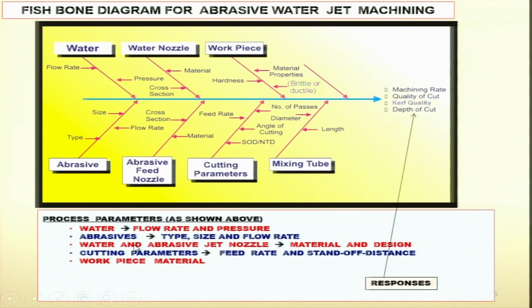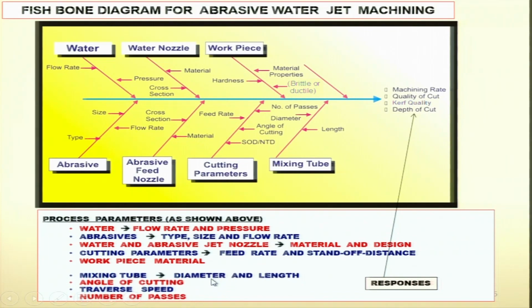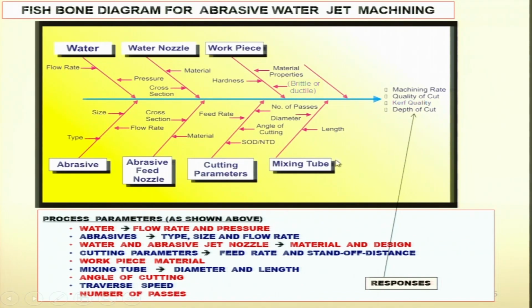Then you have water and abrasive jet nozzle, what is the material of the nozzle and what is the design of the nozzle, that makes a difference. Cutting parameters are feed rate, stand off distance, and workpiece material is another one. Now then you have the mixing tube. Now in the workpiece material you can see the hardness is important, whether it is brittle or ductile, that is also important, and what are the material mechanical properties and other properties. Then you have the mixing tube, diameter and length, this is another parameter.